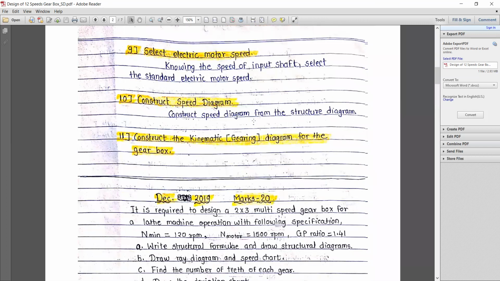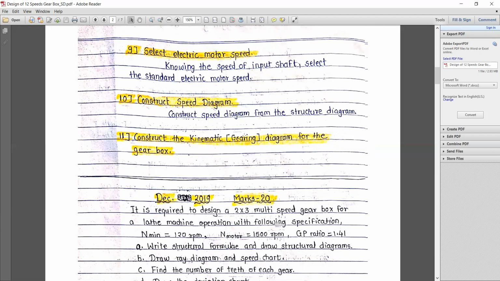Next, select the electric motor speed, which we supply as the basic input speed. It can range from 1440 rpm to 3000 rpm, so it depends on which motor you are going to select. Normally we use a 1440 rpm motor.